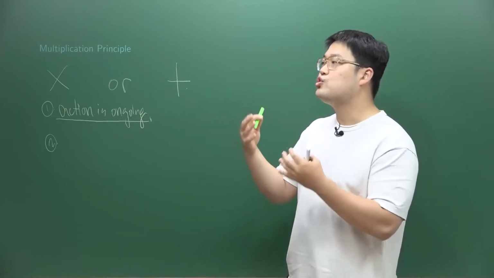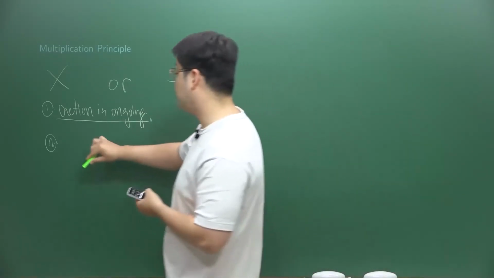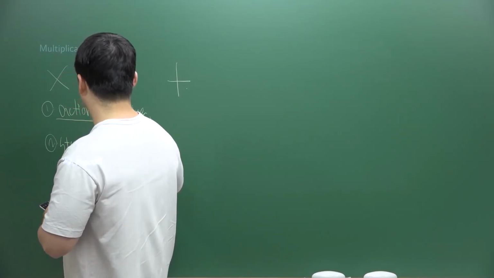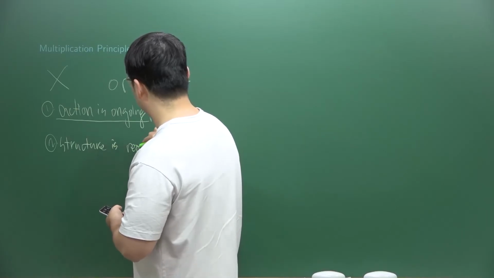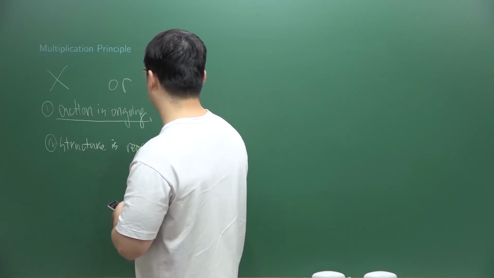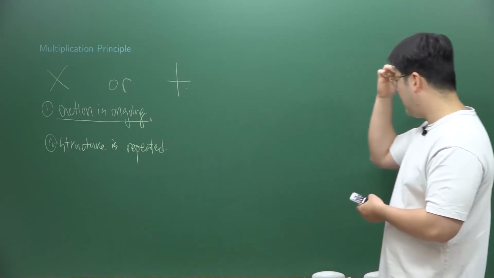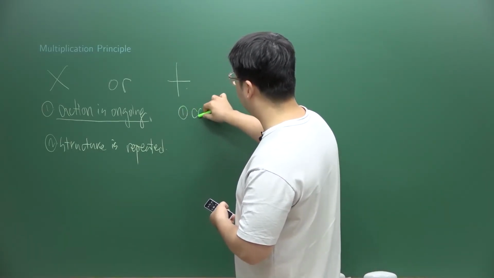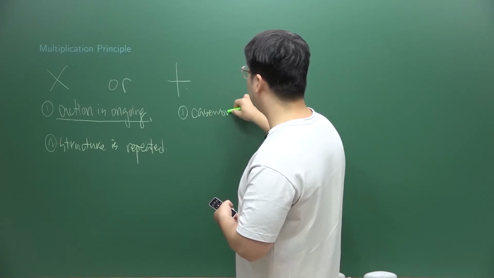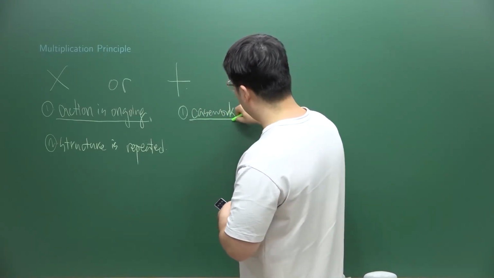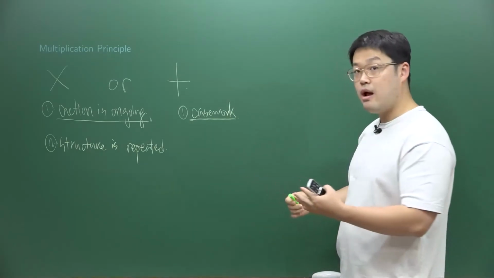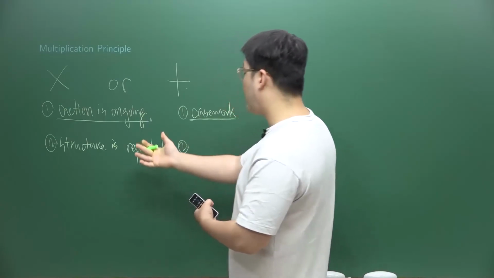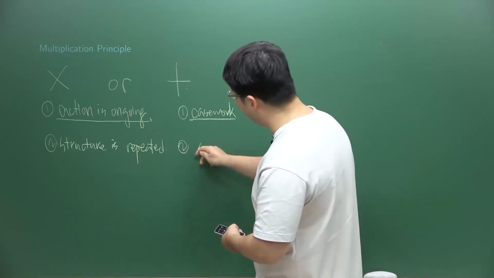Anyway, number 2, when we usually say the structure is exactly equal, structure is repeated. Now, like when we add, this is more like casework. When we need to perform casework, in other words, things cannot happen at the same time. And number 2, structure is being repeated. Structure is not repeated.